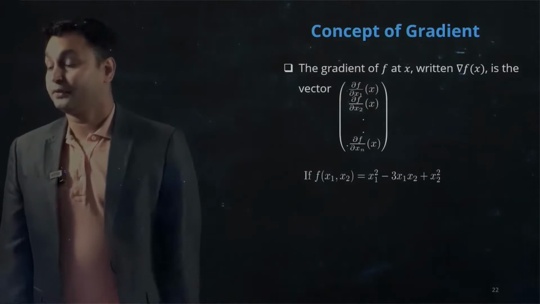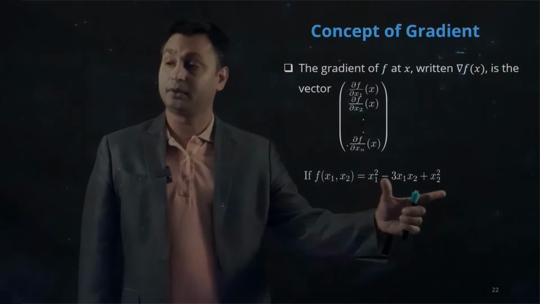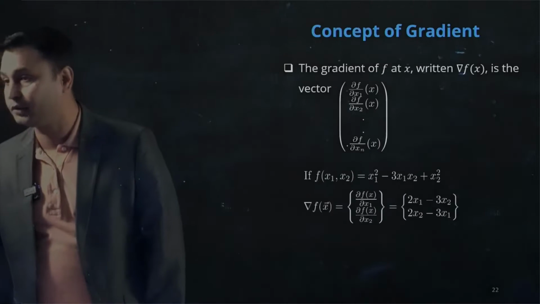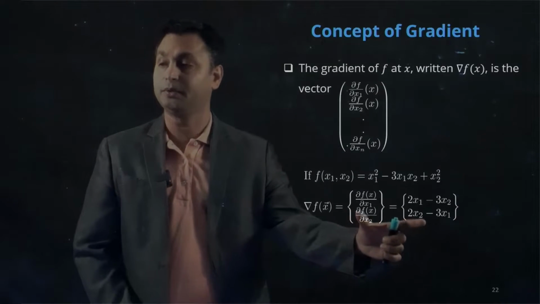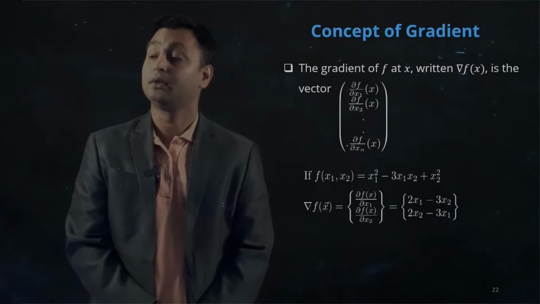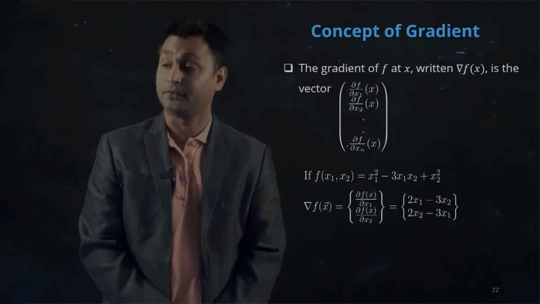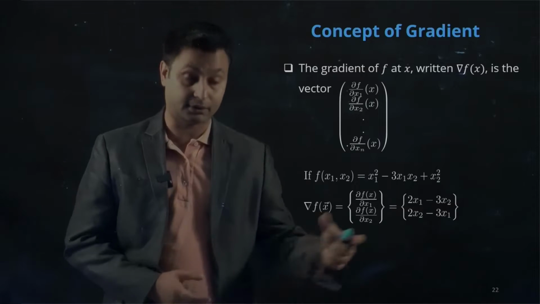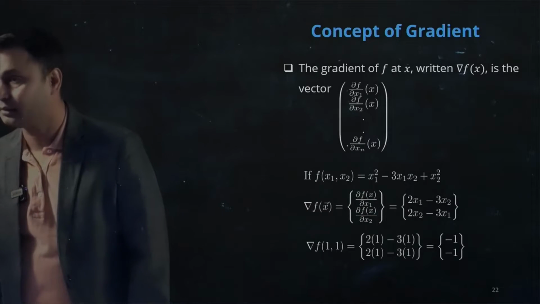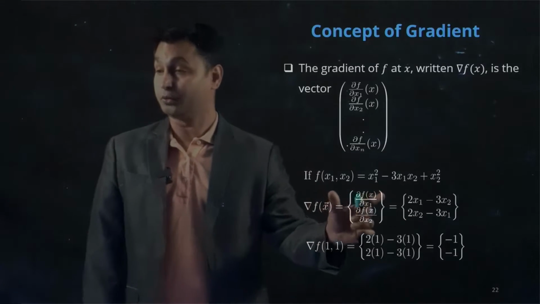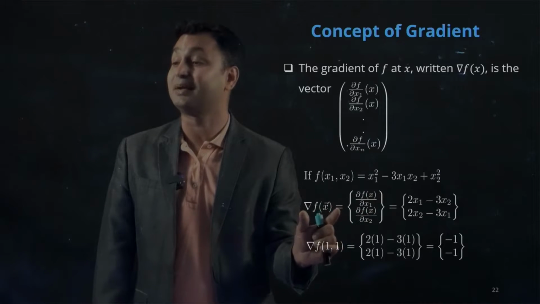Okay, so for example, if we have a two-variable function given by x1 and x2, I can take the derivative with respect to x1 and x2, and this will essentially be the equation for the gradient of the function f(x) with variables x1 and x2. This is an example that you can try.